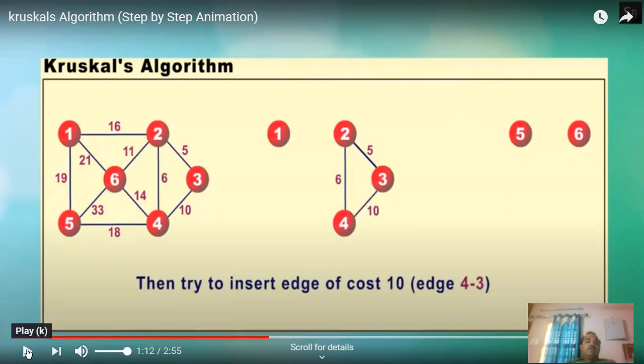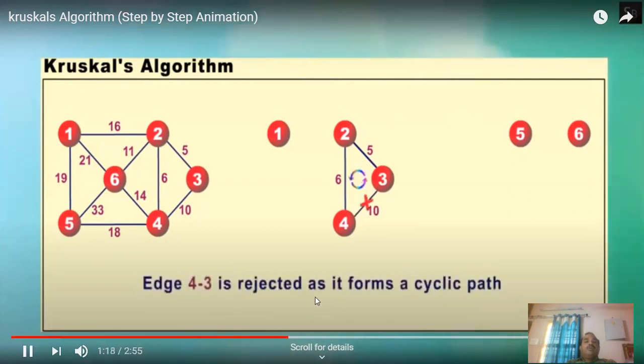Listen, try to insert the edge of cost 4 to 3, but 4 to 3 is rejected as it forms a cyclic form. That's why it is rejected. Clear? Yes.